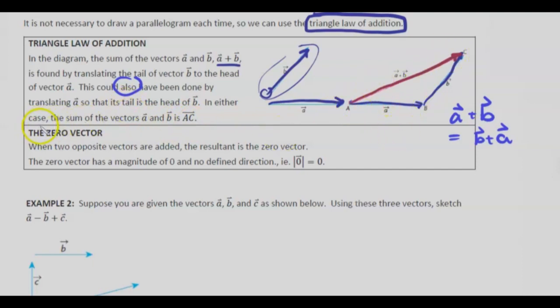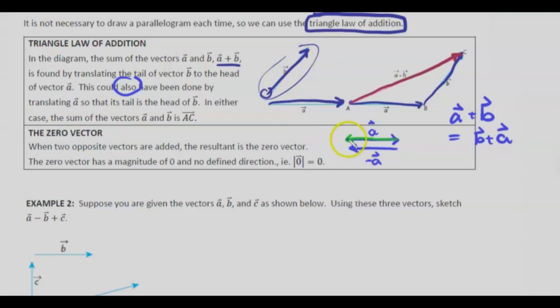Okay, now the zero vector. So the zero vector is a vector with a magnitude of 0. Okay, so when two opposite vectors are added, the resultant is the zero vector. So in other words, if this was vector A, and then this is vector negative A. Okay, if we drew those on top of each other, so we would draw vector A and then vector negative A, it would come back to the start.